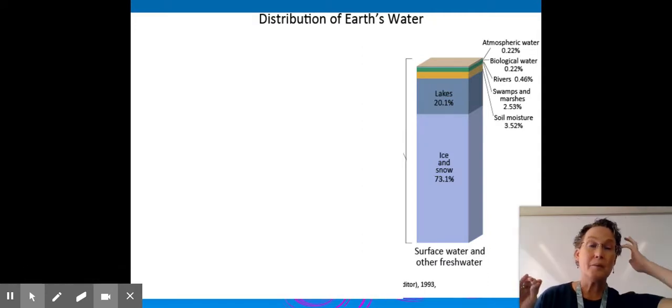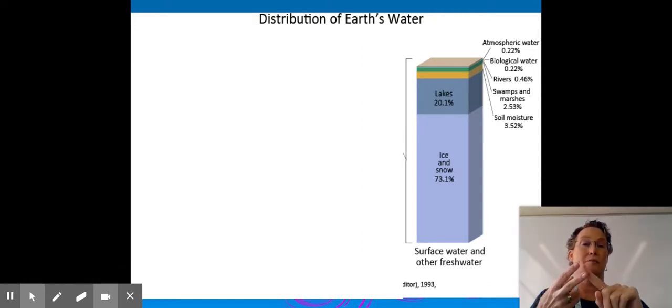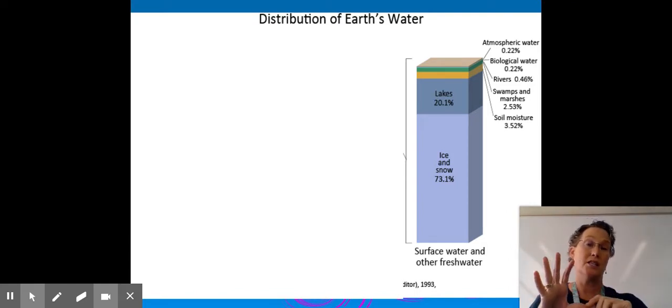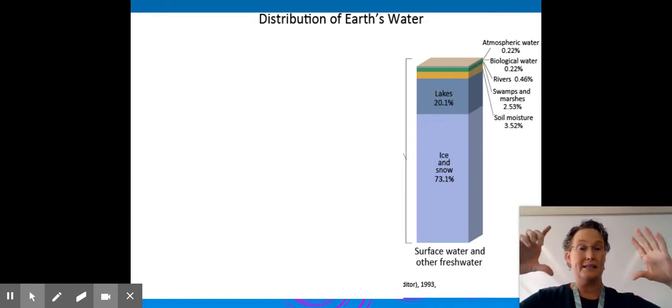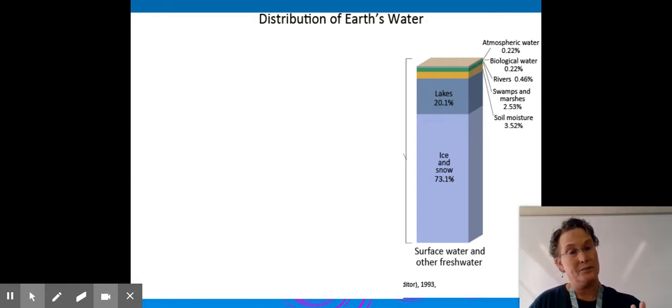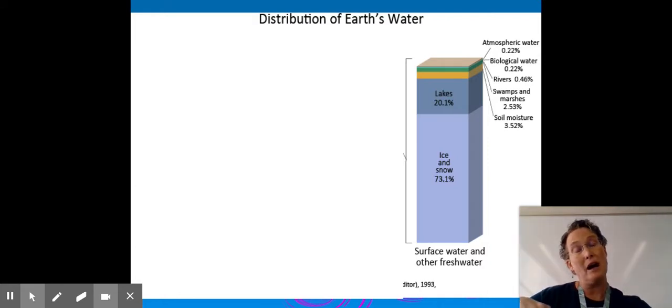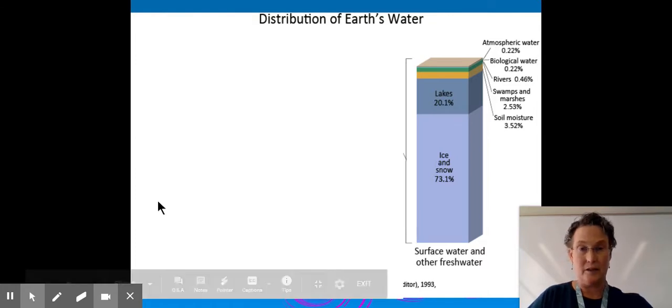When you blow that up, now we have the atmospheric water, the biological water, like the water in living things, the rivers, the swamps, the marshes, the soil moisture, lakes, and ice and snow. Of all the water in the world, we only have a little bit that we're really working with. Groundwater we can pump out of the ground, and you'll see that in just a minute. That's where we get a lot of the water that we use in our homes. It will take you a minute to write all those things down and color everything in, so you can pause, and I'm going to move on.